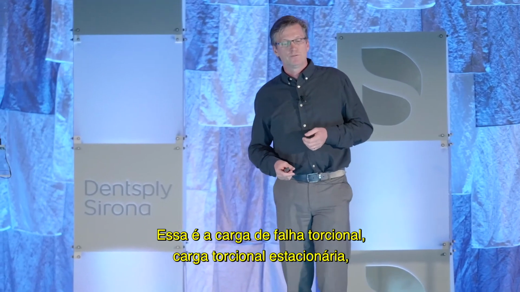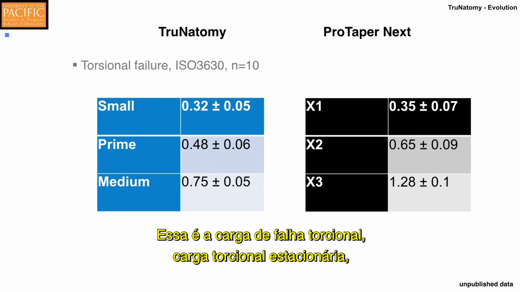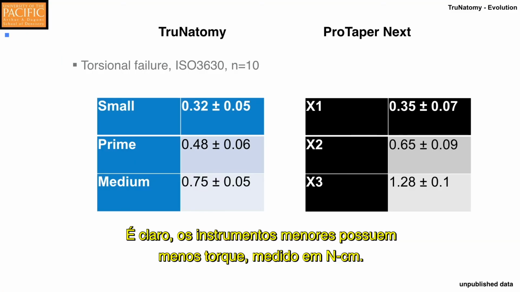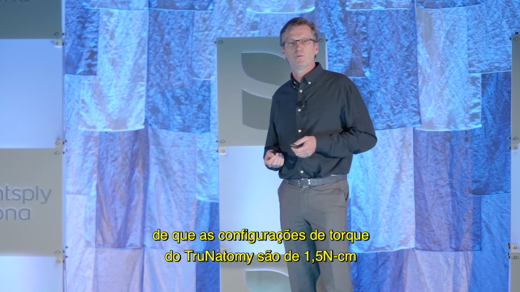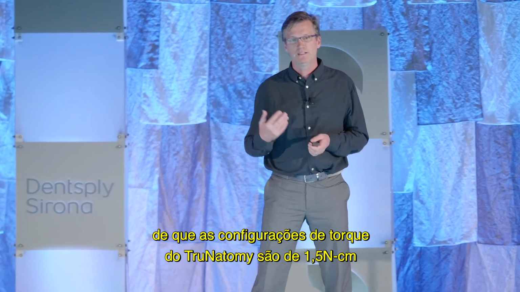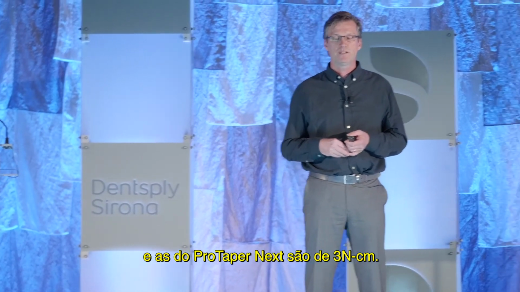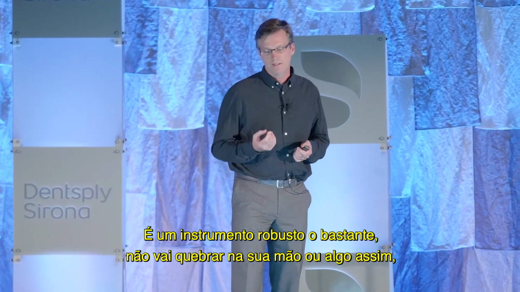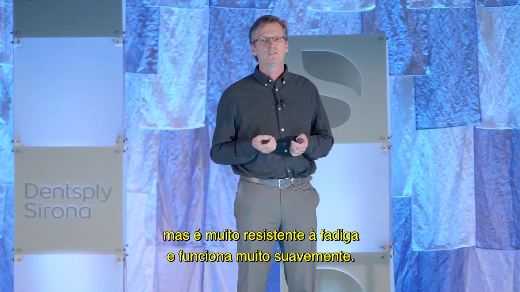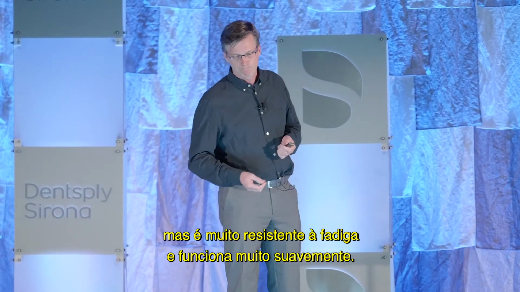This is the torsional failure load. Stationary torsional load is measured at D3. And so, of course, the smaller instruments have less torque. This is measured in Newton centimeters, 0.3, similar to X1, 0.48, a little less than X2. Of course, the instrument is more delicate at that level, medium, even less. But remember that the torque settings are 1.5 Newton centimeters on the TruNatomy side and 3 Newton centimeters on the ProTaper Next side. So this instrument is sturdy enough. It doesn't break on you or anything like that, but it's very fatigue resistant and works very smoothly.